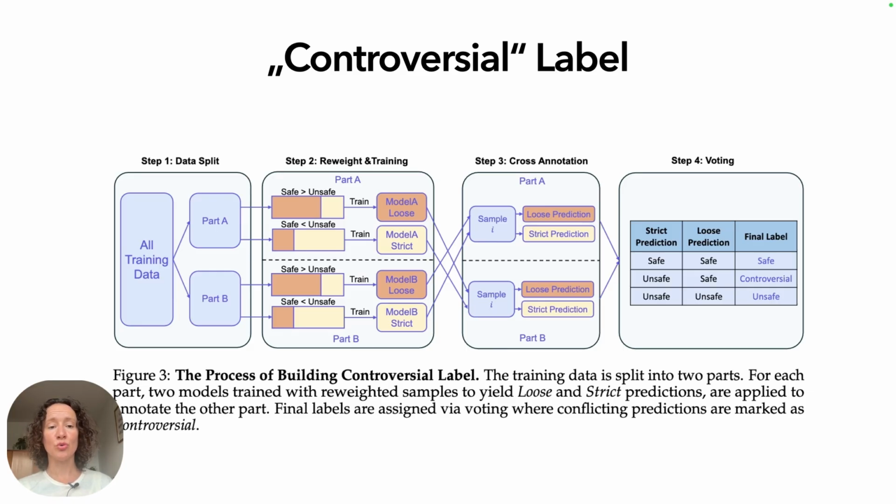It's more prone to mark things as unsafe. And then what they did is they had these models that they trained label the samples on the other side. So cross annotation. And then they recorded what did the loose model say and what did the strict model say. And if the models agreed, they kept that label. And if the models didn't agree, they labeled it as controversial.